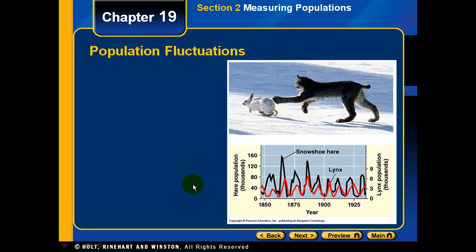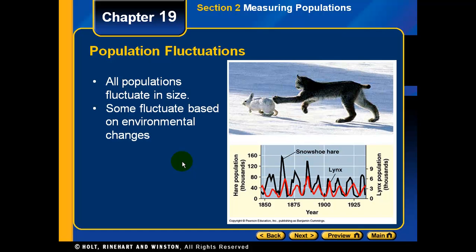Okay, last one is population fluctuations. All populations are going to fluctuate in size, and you can see here's an example. The famous example in bio is the snowshoe hare and lynx. As you can see, the populations kind of mimic each other. Some populations fluctuate based on environmental changes. Some are more complicated, like this one.